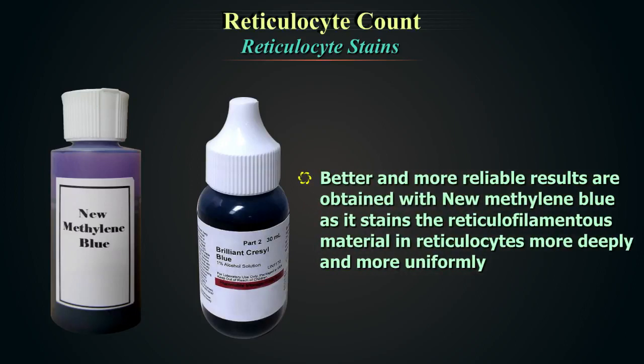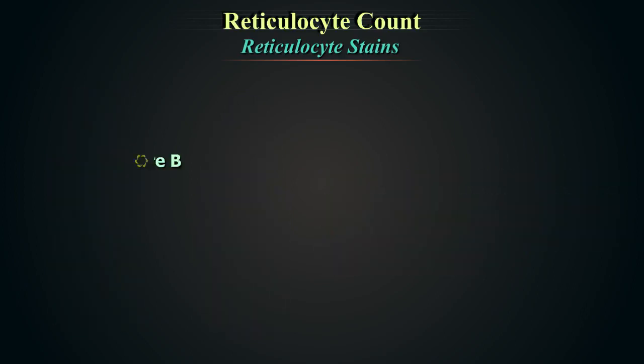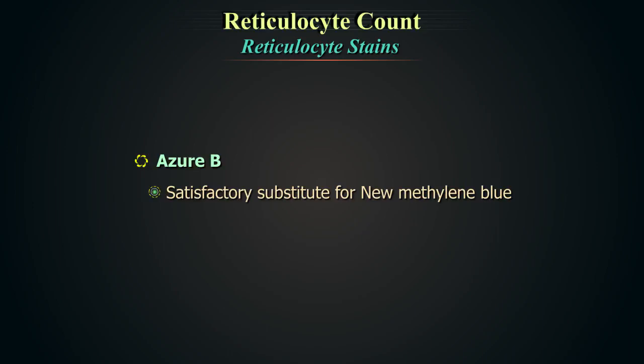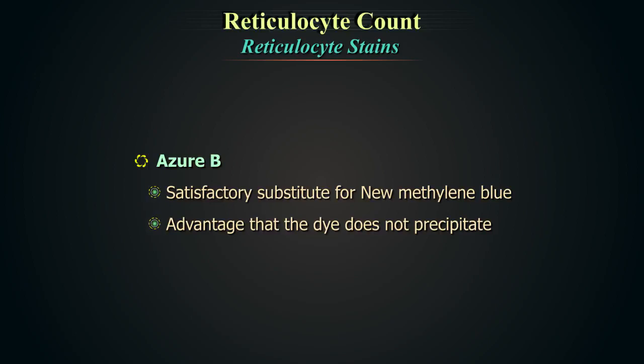Better and more reliable results are obtained with new methylene blue than with brilliant cresyl blue, as it stains the reticulofilamentous material in reticulocytes more deeply and more uniformly than does brilliant cresyl blue, which in turn varies from sample to sample in its staining ability. Azure B is a satisfactory substitute for new methylene blue. It has the advantage that the dye does not precipitate and it is available in pure form.